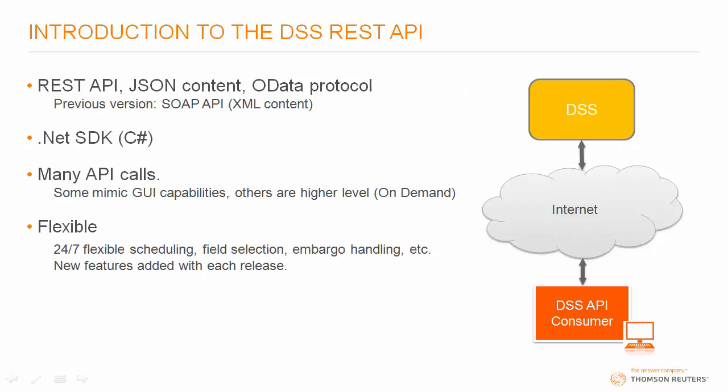Now let us talk about the API. There are two versions of the API which currently coexist: the older SOAP version and the newer REST version. A .NET software development kit is available if you want to program in C#, but as it is a REST API, any language can be used.